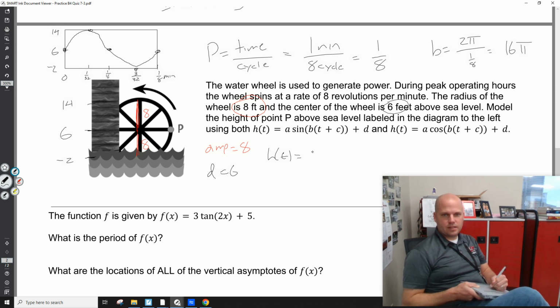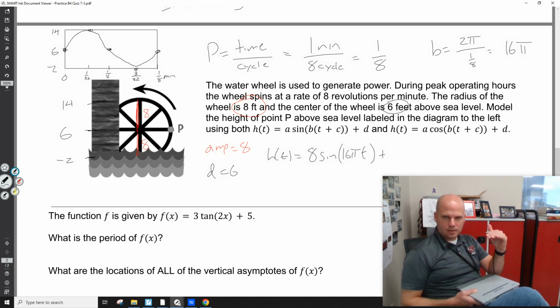Amplitude, again, is 8. If I were to use sine, easy, because we're starting here. So I got sine, I got B. 16 pi is not going to change. I'm not doing any shifting to the right or to the left. I'm starting at the midline. Sine starts at the midline. Sine of 0 is 0. And then D is 6.